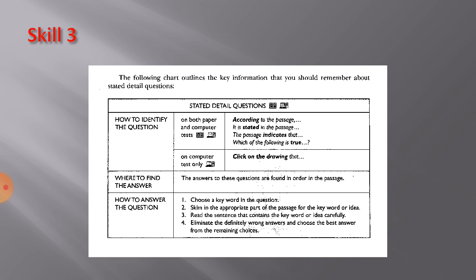The following chart outlines the key information that you should remember about stated detailed questions. First, how to identify the question. Here are some examples of the questions related to the stated detailed question. According to the passage, it is stated in the passage, indicates, or which of the following is true. In the question, which of the following is true, there will be 4 answers. 3 of them are false, but 1 of them is true or correct, which is the correct answer.